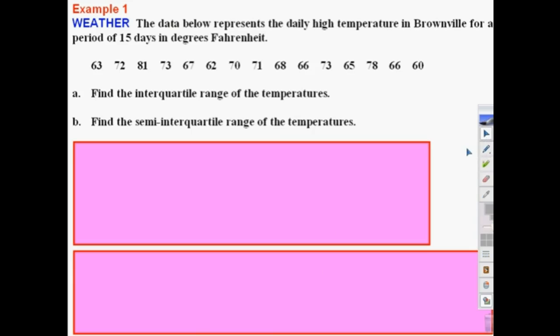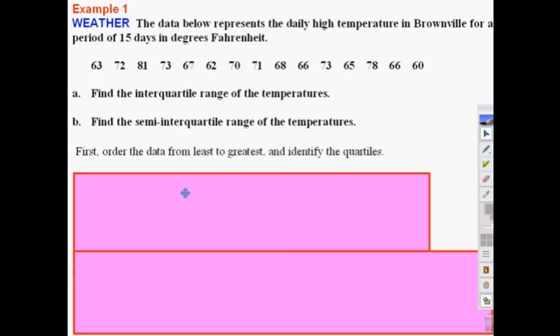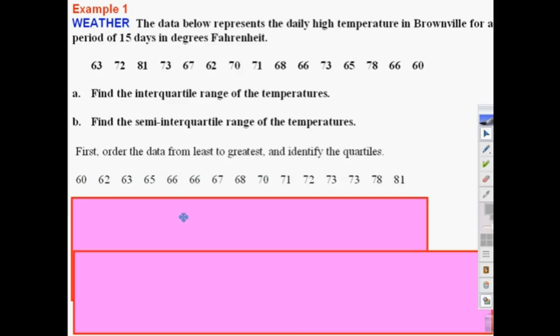Here we have a set of temperatures for a town. And we are going to break it up to find the interquartile range of the temperatures and the semi-quartile range of the temperatures. So let's begin with the interquartile. The first thing we want to do is put these data points in order from least to greatest. So I've got that here. Now, I will take this and I have a total of 15 temperatures.